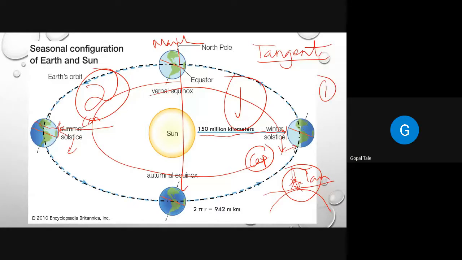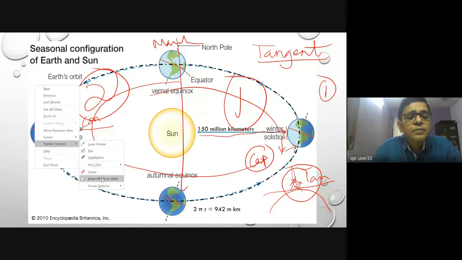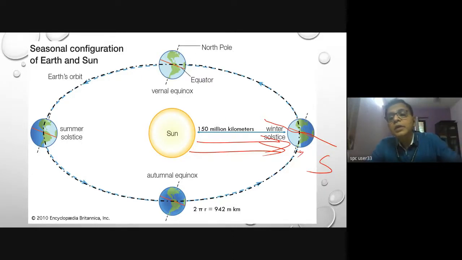Seasonal configuration of the Earth and Sun. Okay, I'll use this diagram again. You'll see that here the southern hemisphere is facing the sun, more of it. Because it's not only the south pole, the point beyond the south pole also is going to be facing the sun. While here you'll see that this area is in darkness. So a larger area of the southern hemisphere is facing the sun, and that is why you have a summer here. And this is because of the tilt in the axis.